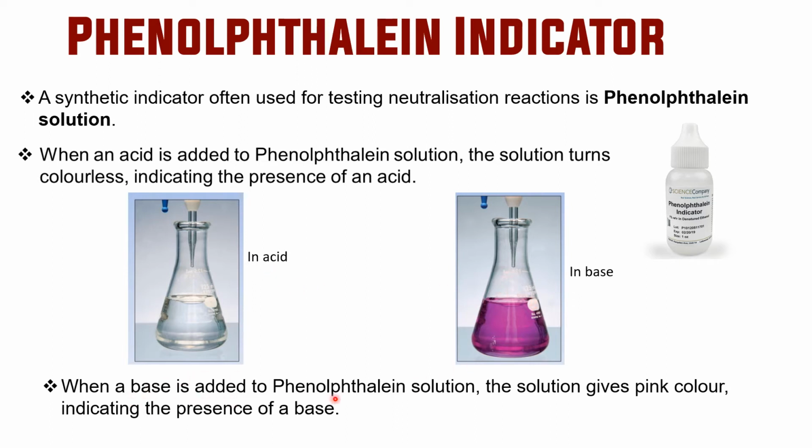And what about a base? When a base is added to phenolphthalein solution, the solution gives pink color, indicating the presence of a base. In basic media, it gives pink color, so we can assume that the substance is a base. Okay, children, in acid, colorless, and in base, pink color. That is the effect of phenolphthalein indicator in acid and base.